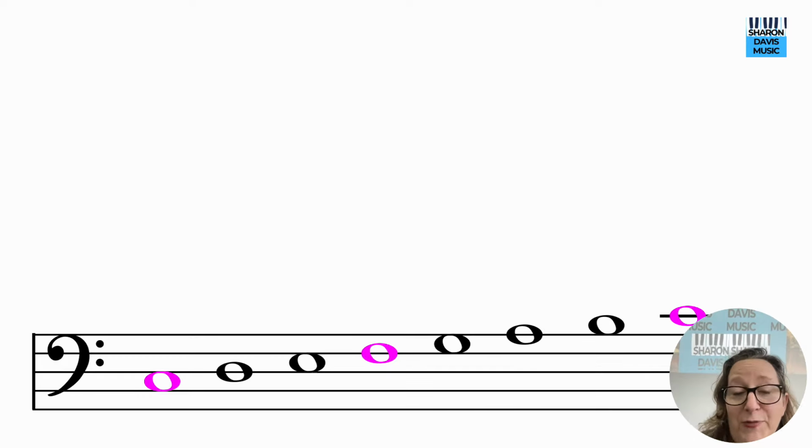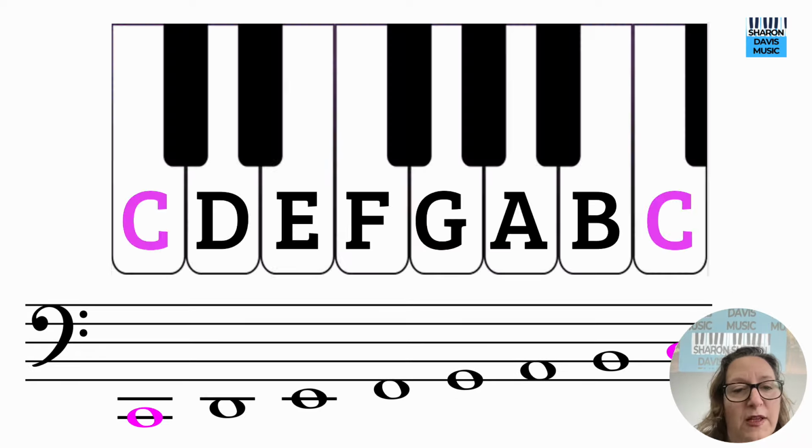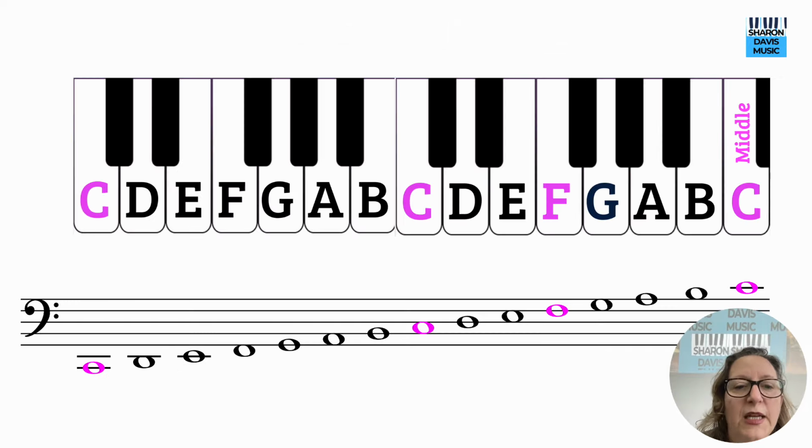What about bass clef? A similar process is going to happen here. You can already see which ones are pink. That initial C, the F, because bass clef is also F clef, and middle C on the right there. And if we want to go down an octave, this is what it's going to look like. We've got that lower C on the left there with the two ledger lines. And here is two octaves of bass clef.